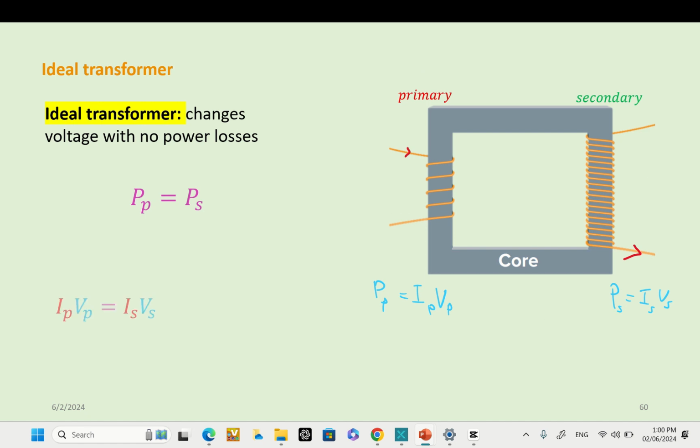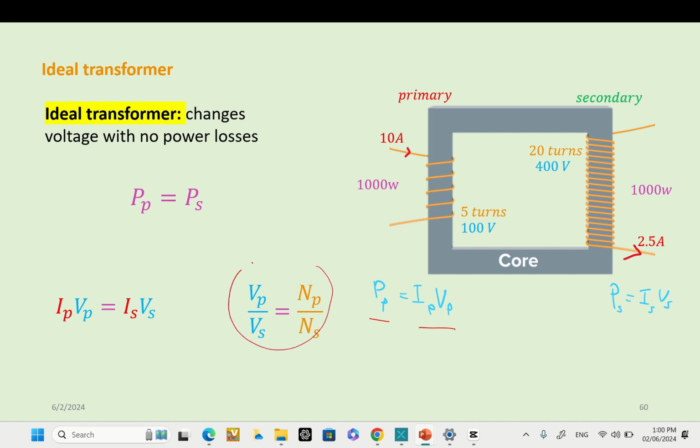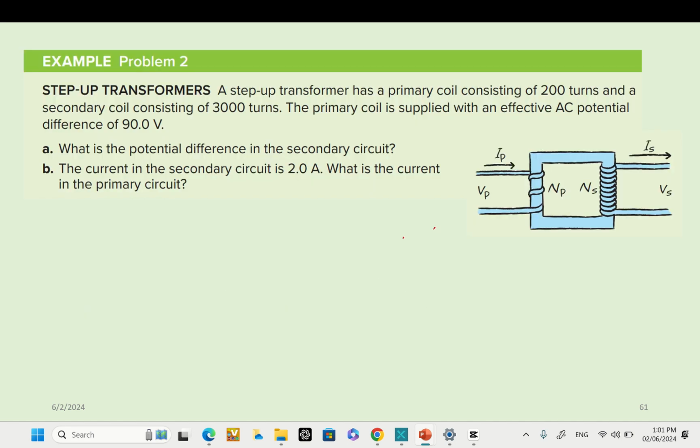We can substitute each one's equation and get this new equation. So Ip Vp equals Is Vs. If you try to connect the equation with the number of turns, you'll see that Vp divided by Vs, the primary voltage over the secondary voltage, is equal to the number of turns on the primary coil divided by the number of turns on the secondary coil.